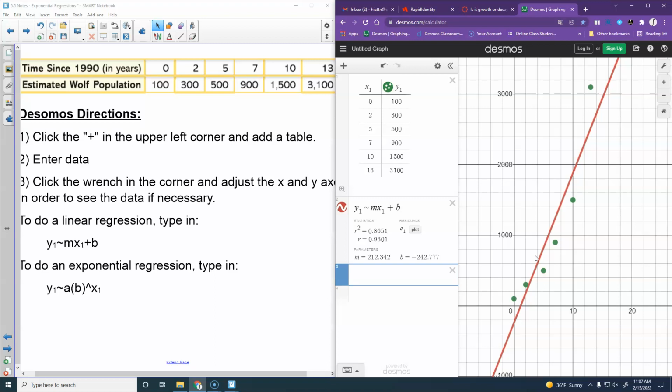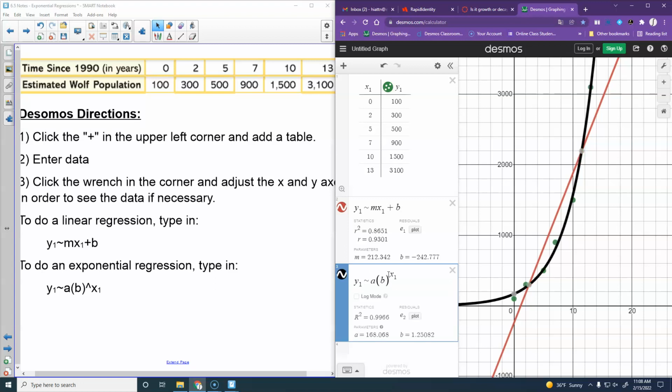All right. And so that's our line. Everybody got their line? Okay. And then for our exponential, we're going to do y1 squiggle. And for our exponentials, we do a times b to the x1. All right, so make sure you've got both of these showing up.